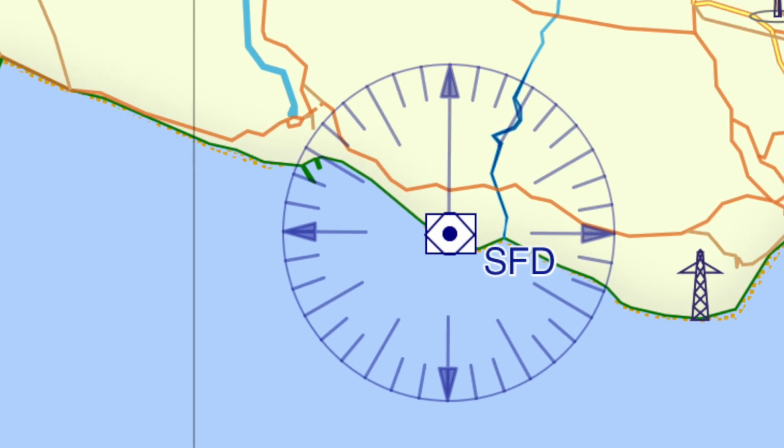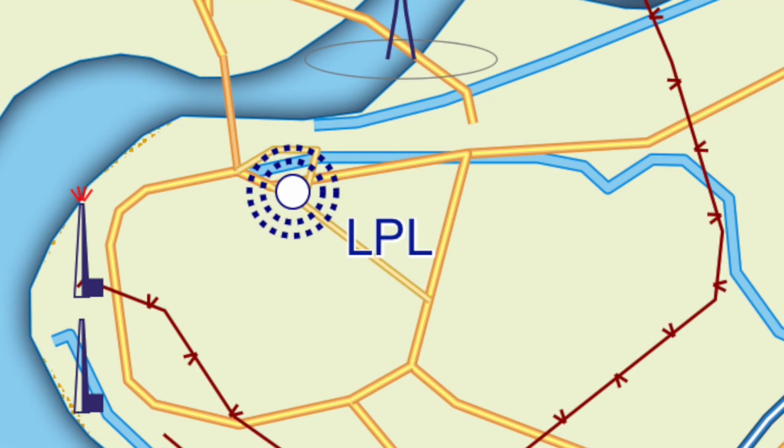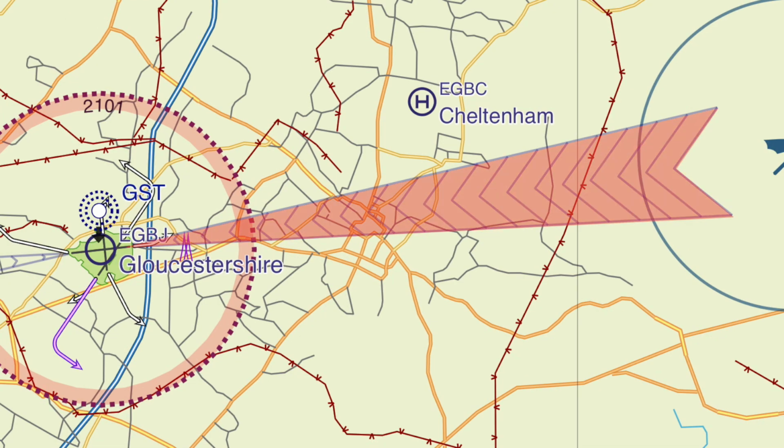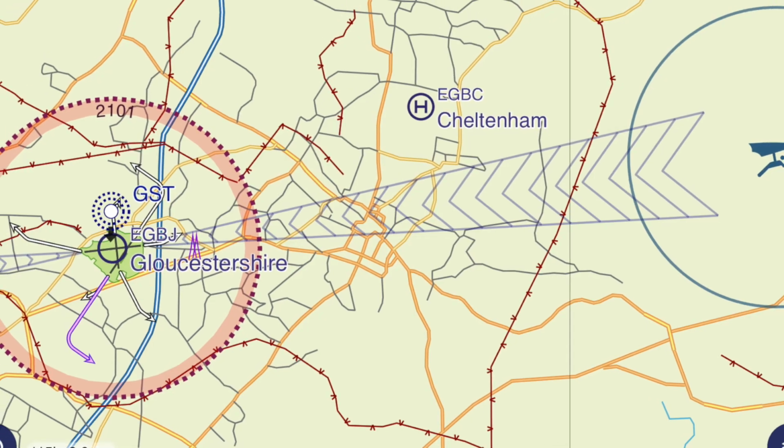There are all sorts of different symbols on the UK aeronautical charts. Today we're going to talk about this one and what you should be doing if you're flying nearby.